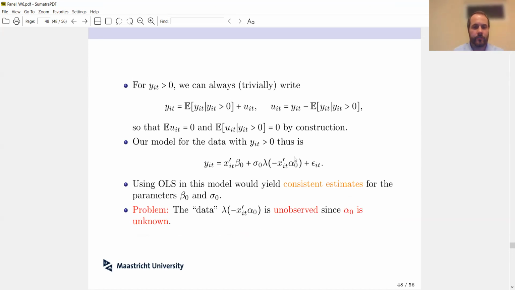So how do we write this as a model where we can only use the positive data? That's our goal. First of all, we can always trivially write that YIT coincides with this conditional expectation plus UIT, where UIT is simply the difference between YIT and the conditional expectation. That's trivially true. By doing this, it's immediately clear that this thing here will have mean 0, and moreover, it will have conditional mean 0 by construction.